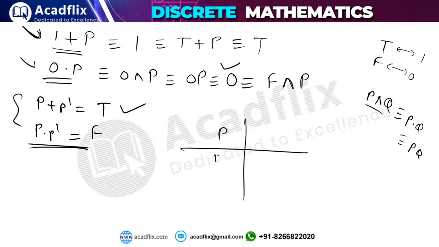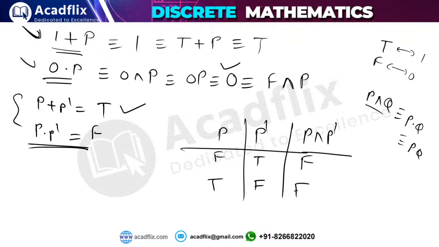So p is false, true, then what will be p dash? P dash will be true, false. Then what will be p and p dash? False and true, you already know is false. True and false, you already know is false. So you can see that every time it is false. That's why we say that p dot p dash is false. Remember, there is nothing to learn by heart; everything you can prove using the truth table.